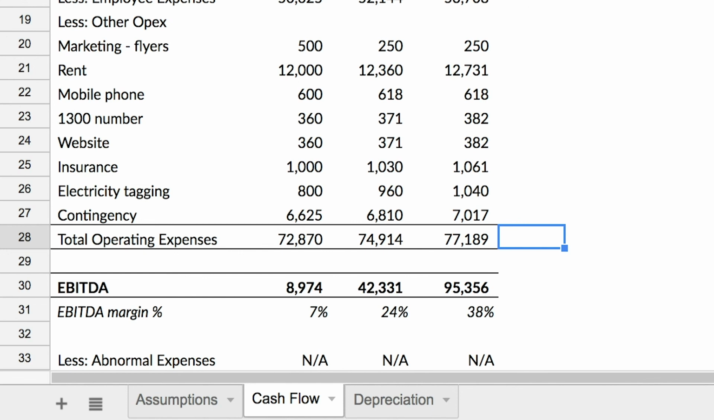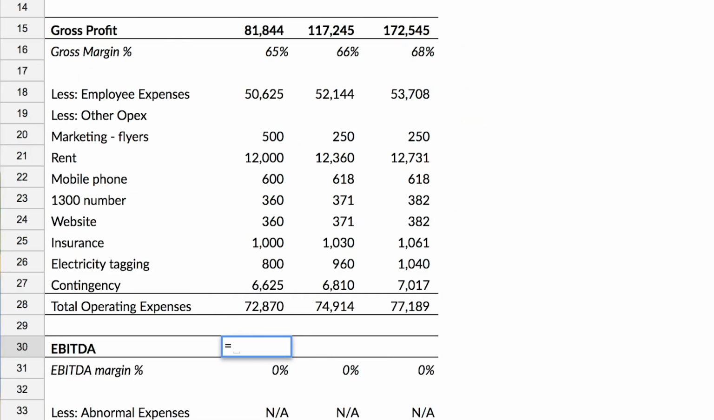We can see our operating expenses are in the 70,000s. We know that EBITDA is our gross profit minus our operating expenses, and it gives us EBITDA in year 1 of just under $9,000. Copying the formula over, year 2 $42,000 and year 3 $95,000.